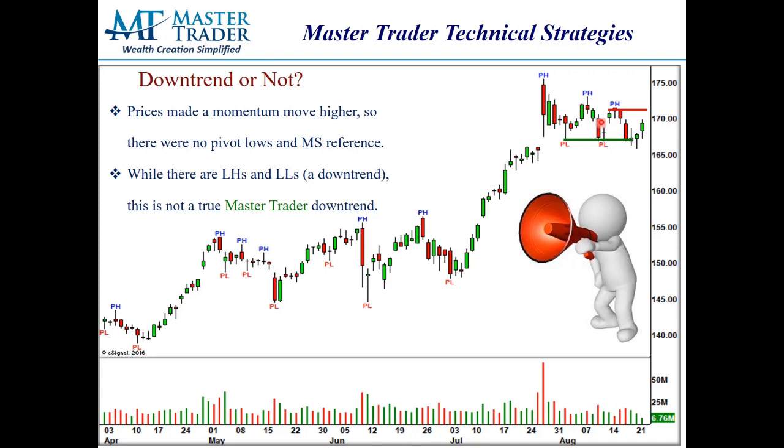Lastly, we do have lower highs and lower lows. It's like a peekaboo under the prior low, but it's not a downtrend because it's still above major support. And as you look at the chart, it should be obvious or clear to you that this consolidation here would be buyable if prices began to move higher.